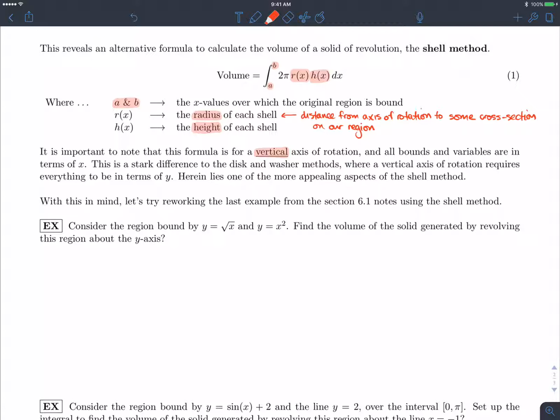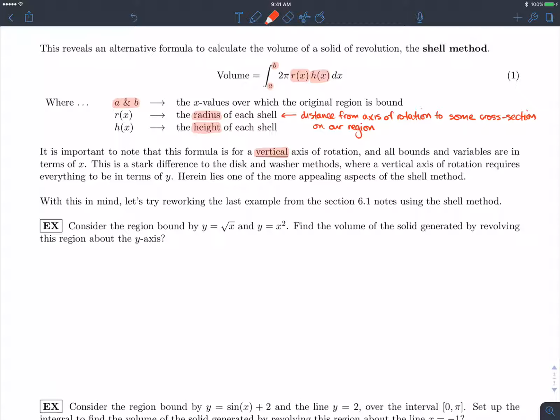I want to make sure that we're clear on the difference between this shell method and the disk and the washer methods that we covered in 6.1. The really nice benefit here is that when we've got this vertical axis of rotation, in the disk and the washer method, everything had to be in terms of y. But in the shell method, when we have a vertical axis of rotation, everything gets to stay in x, which in most cases is going to be an easier task.